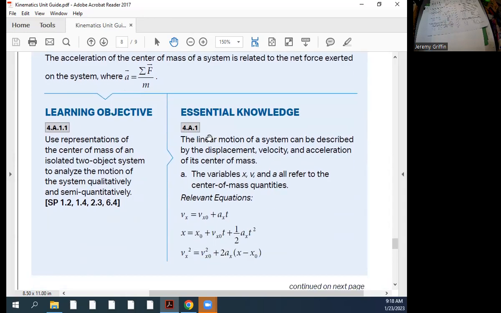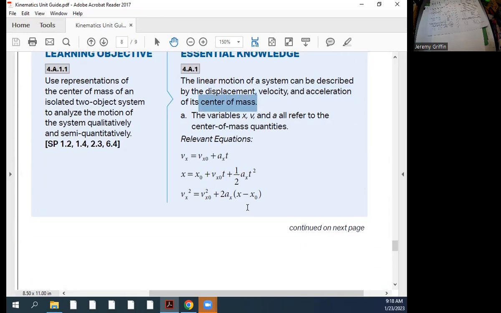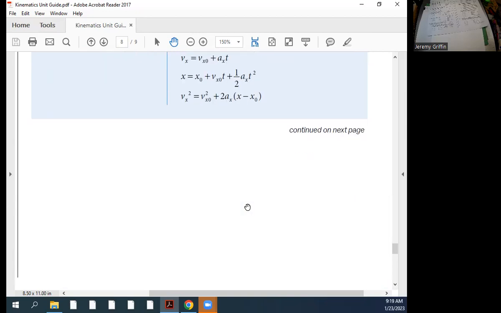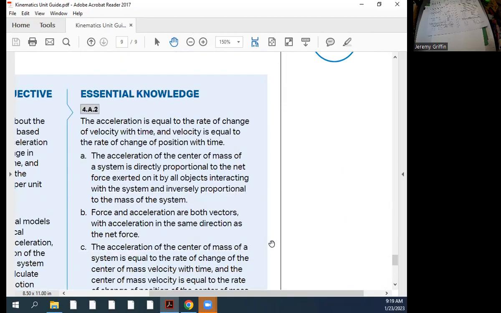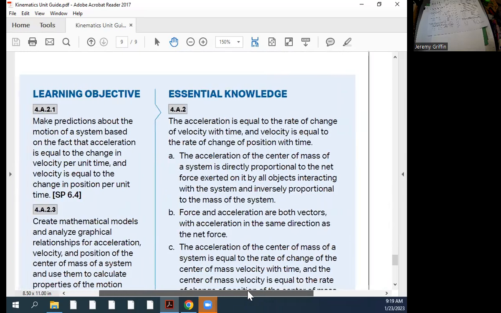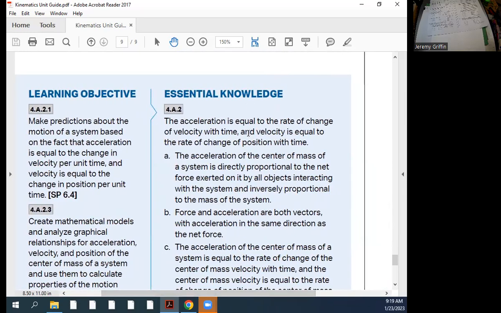Essential knowledge: linear motion of a system can be described by displacement, velocity, and acceleration of its center of mass. So there you go, there are the 3 kinematic equations again. More essential knowledge: acceleration is equal to the rate of change of velocity. That's actually the first way you guys were introduced to acceleration. It's the rate that you're changing your velocity. How fast are you speeding up or slowing down? This car goes 0 to 60 in 8 seconds.